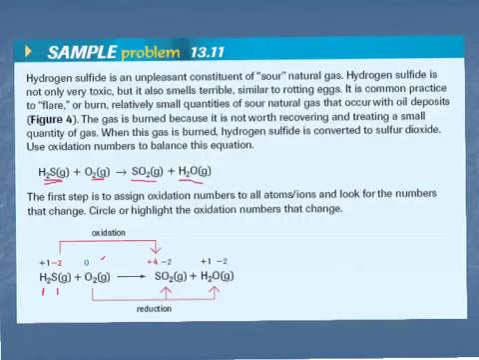Now let's look at the product side. Oxygen, when it's in a compound, has an oxidation number of -2. And to make everything balanced, sulfur has to have an oxidation number of positive 4 in SO2. And again, in the molecule, the oxidation number of oxygen is -2. And to make everything balance out, hydrogen has to have an oxidation number of positive 1.